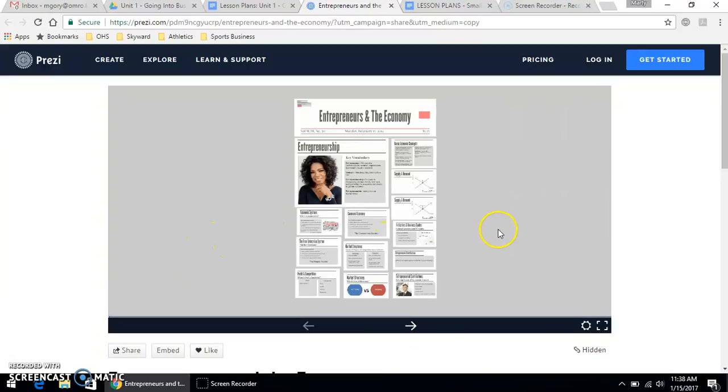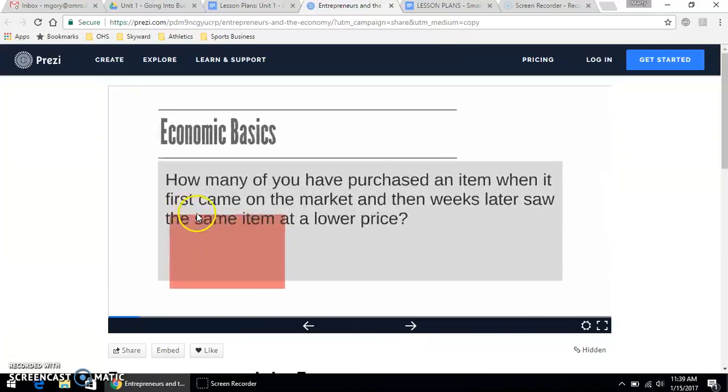So let's see how entrepreneurs and the economy coexist to give us the economic structure that we have at this time. Before we do any of this, let's first define what economic basics are. One of the things that you can do is ask yourself a simple question. And normally the answer to this will allow you to understand what economic basics are all about.